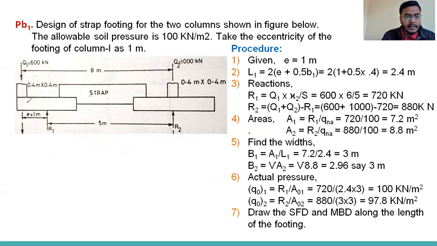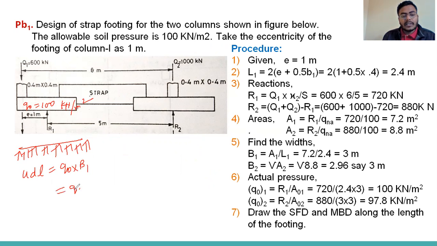See, here we are getting Q naught is 100. So this is the pressure, kilonewton per meter square. So we have to take the intensity. So what will be the intensity? So we are calculating the UDL. So what will be Q naught into B1? Q naught is 100. What is B1? 3. So it will come 3 meter. So it will become 300 kilonewton per meter. So this is the intensity we are getting here.